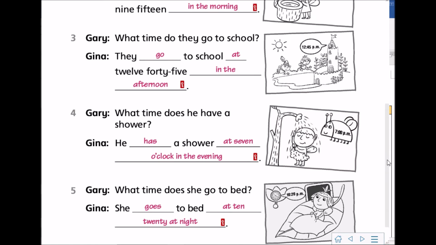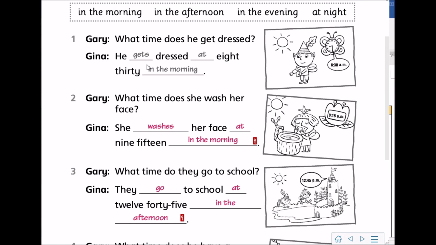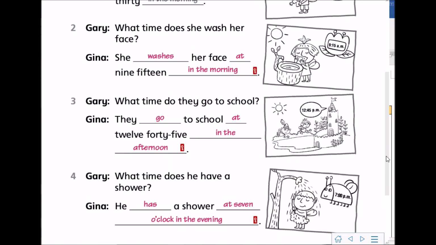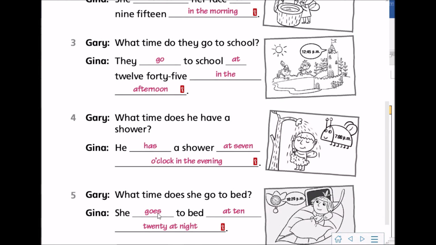When we use simple present tense, remember he, she, or it, we need to put S after the verb, or sometimes ES, like washes, or the word goes to bed, ES. Okay, so be careful with that. Check your answers carefully. If you have done it wrong, please use a blue ball pen to do corrections.